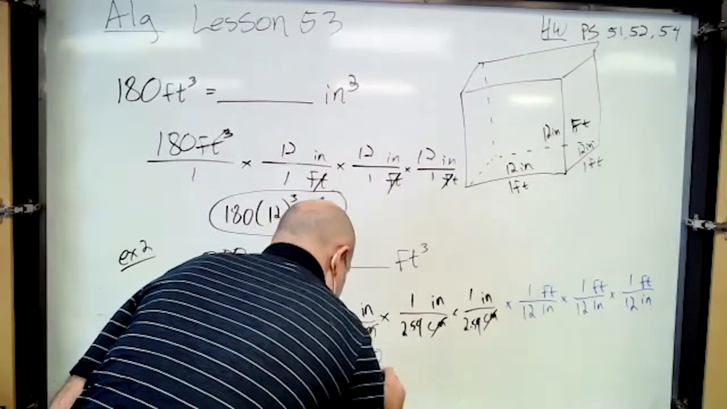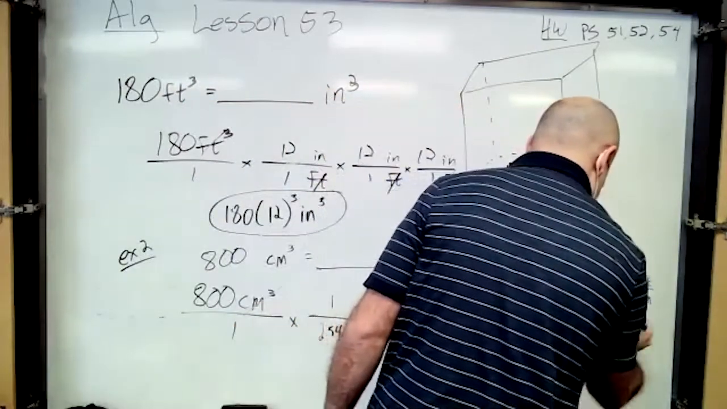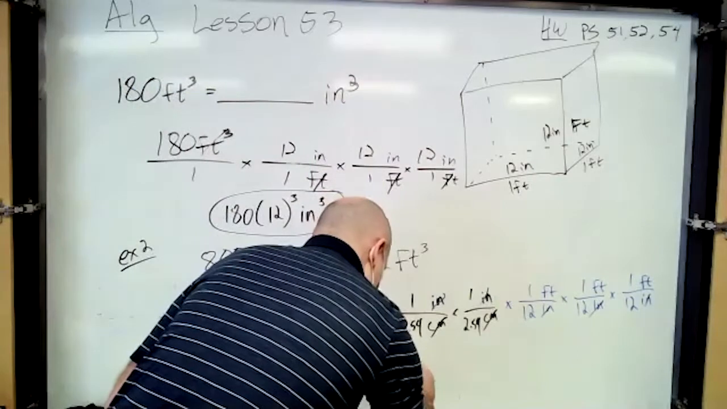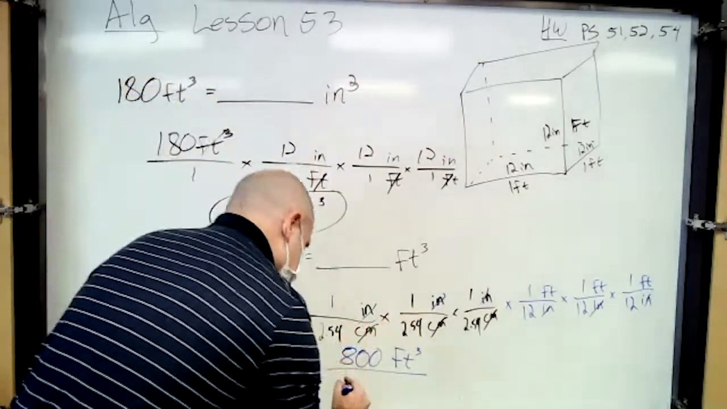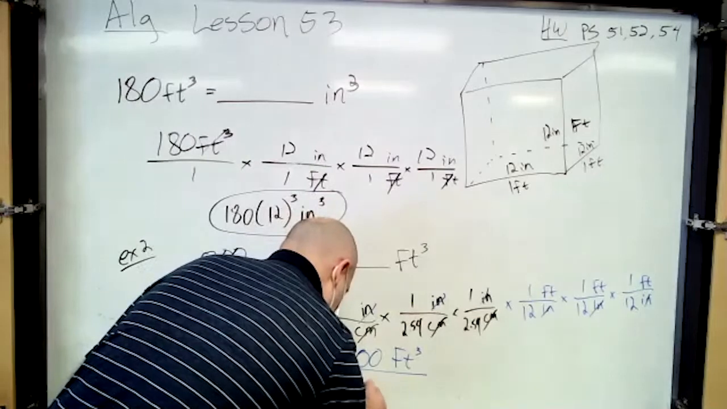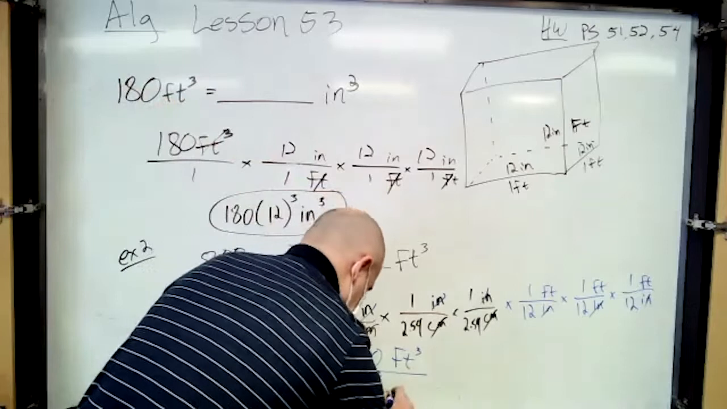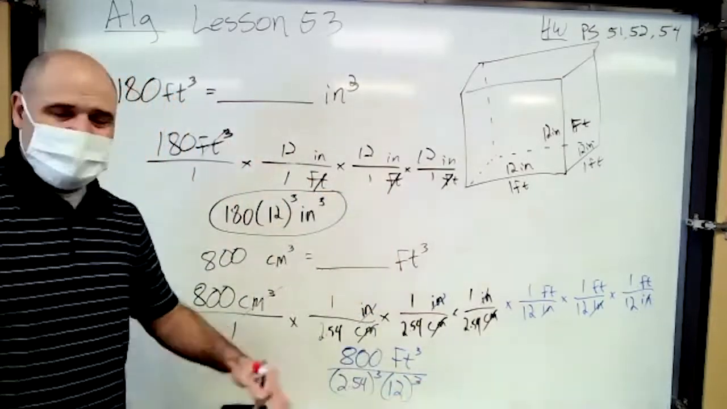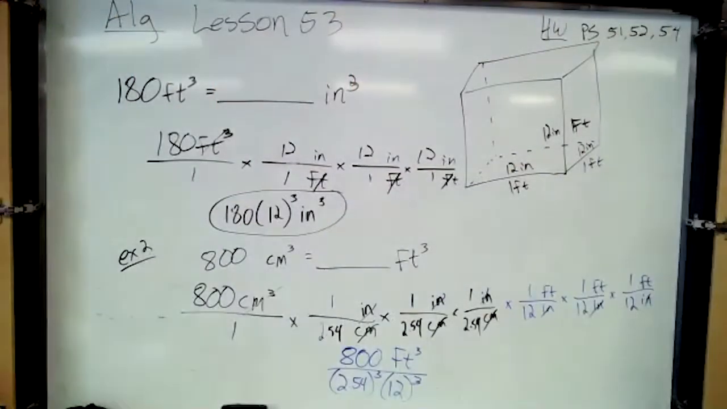So we just have that 800, and then we have these inches canceled. So now we're left with cubic feet, all over 2.54 times itself 3 times. So 2.54 to the 3rd power, and then 12 times itself 3 times. So you can just leave your answer like that. That works. Okay, does that make sense? All right.